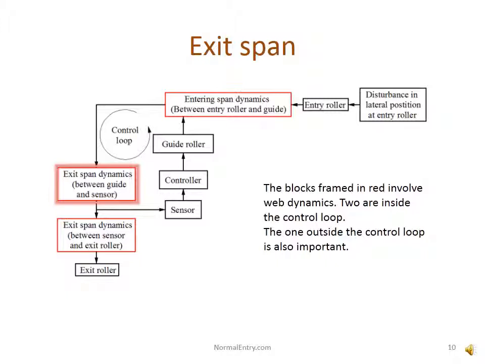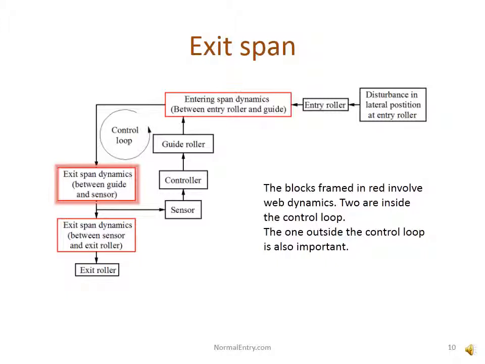The exit span is the natural location for the guide sensor, because that's where the full effect of the guide roller is first seen. Now, if the guide roller pivots in the plane of the entry span and has 90 degrees of wrap, the exit span will behave as though it's running between a pair of parallel rollers. And that's exactly the situation that we illustrated in the previous animation.